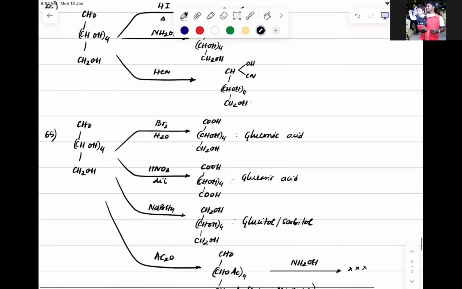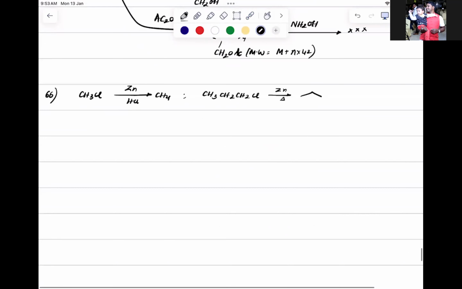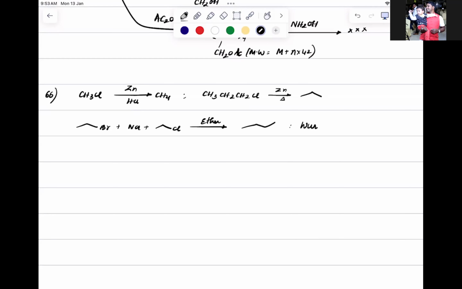Next, 66. CH3Cl in the presence of zinc and HCl. This is a simple reduction. It will convert into CH4. Similarly, CH3CH2CH2Cl in the presence of zinc and heat will convert into propane. While if you have Br plus sodium plus chloride here, then in the presence of ether, this is what you'll get. This is called Wurtz reaction. Right?